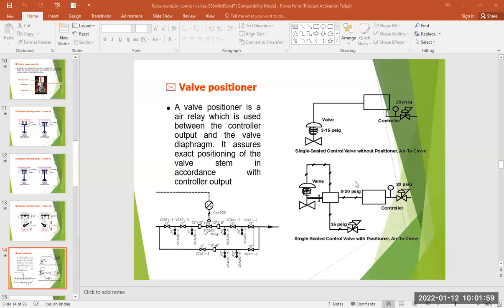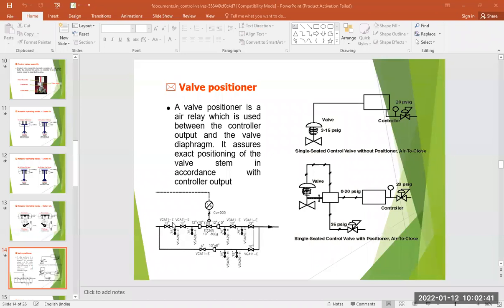And another one, when you use the positioner system, that is a single seated control valve with positioner. Also, it is an air to close system. So here you can see basically one positioner system we have to attach, and these are one channel, another channel, and another channel. We have to attach them to this positioner system. Using this positioner system, you control the pressure into the valve actuator system. Sometimes it works in pneumatic operation, sometimes it uses analog input type of operation, and another is digital type of operation.